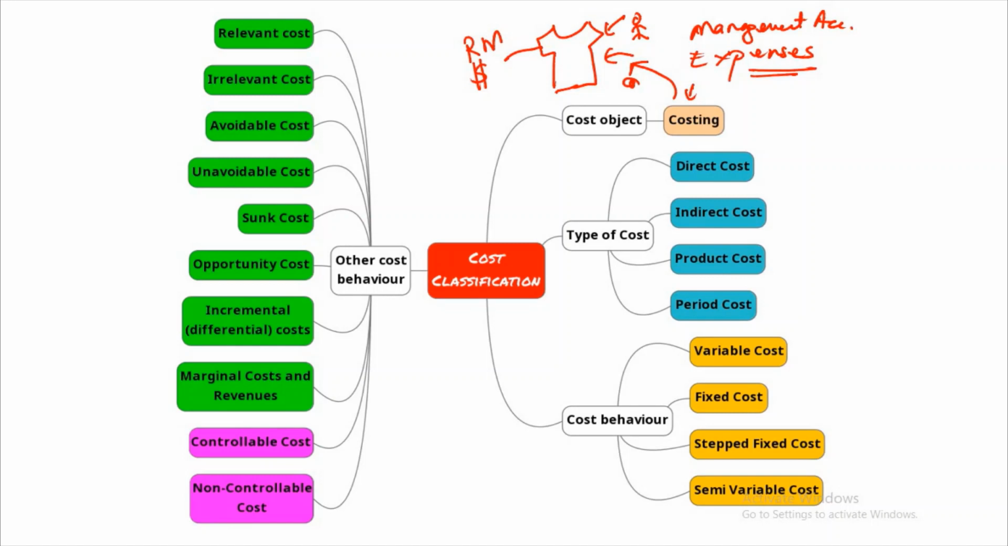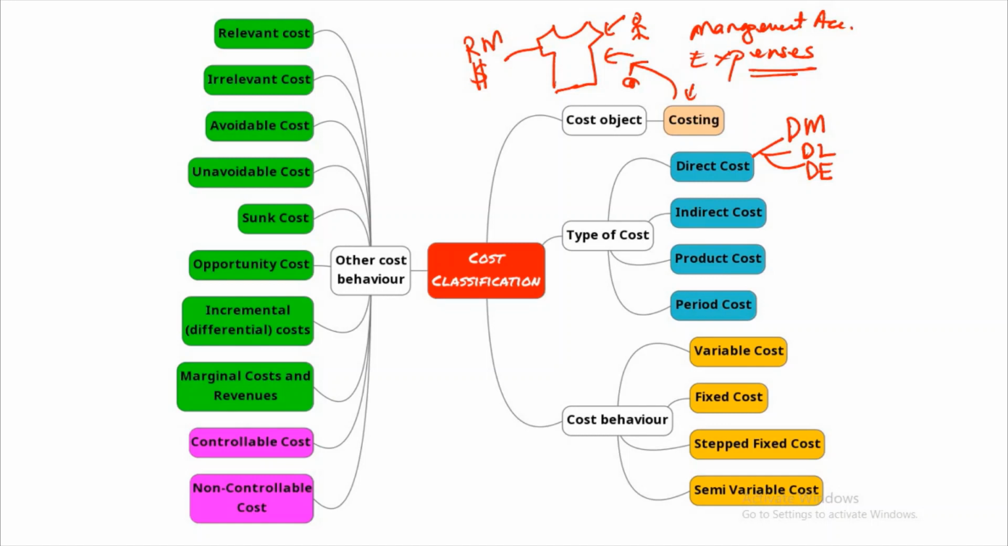So under types of cost, we have a few types. We're looking into direct cost first. Direct cost is any type of cost that can be traced directly to the production. We have three types of direct cost, which are direct material, direct labor, and direct expenses. These are the three costs under direct cost.